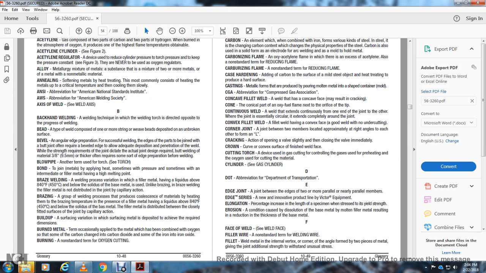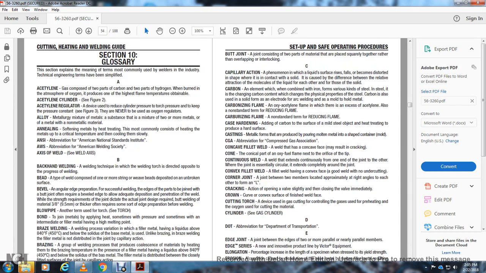Build up, a surface variation in which surface metal is deposited to achieve the required dimension. Burnt metal, a term occasionally applied to metal which has been combined with oxygen, so that some of the carbon exchanges with carbon dioxide and some of the iron is converted into iron oxide. Burning, another standard term for oxygen cutting. Alright, a butt joint is a joint consisting of 2 parts of material that are placed squarely together rather than overlapping or interlocking.